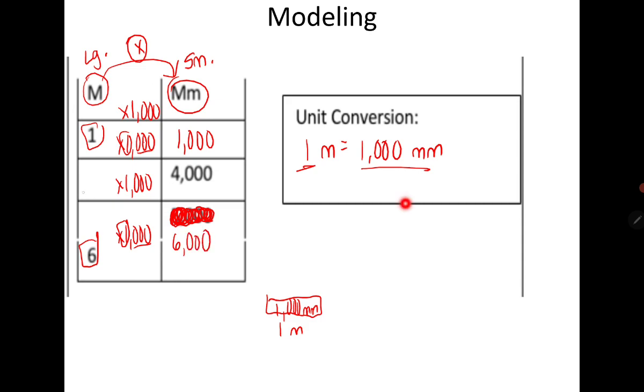Up here, we're missing the numbers of meters, so remember we have to go backwards. So we can either say what times 1,000 equals 4,000, or we can say 4,000 divided by 1,000 would give me how many meters. So we know that 4 times 1,000 would give us 4,000 millimeters, and then 4,000 divided by 1,000, that would be 4.